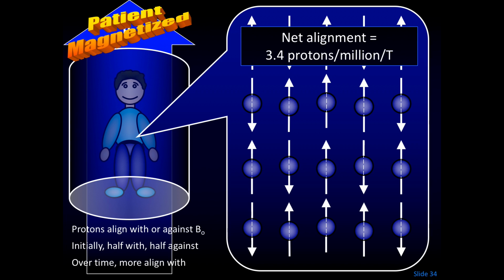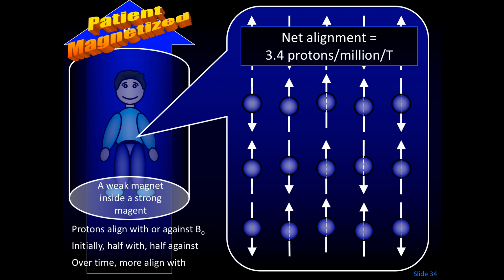But that tiny little alignment makes the patient magnetized. So when you go into the MRI scanner, you become a magnet. The MRI scanner is worth $1 million. I will let you determine what your worth is, but you become a magnet inside a $1 million magnet.